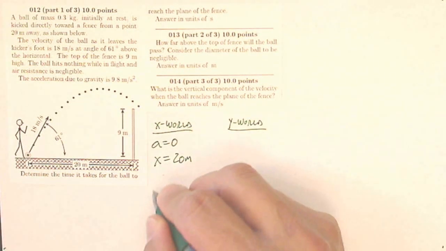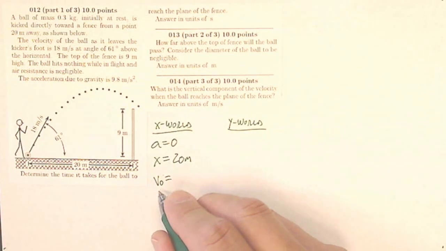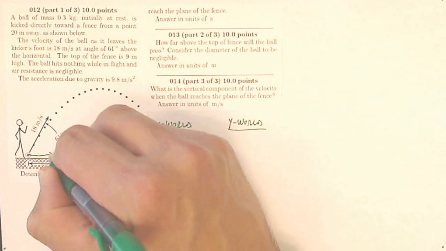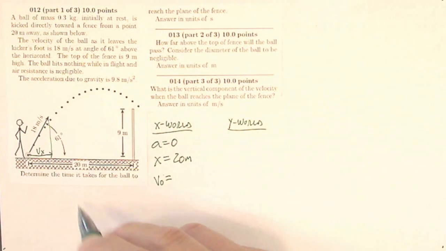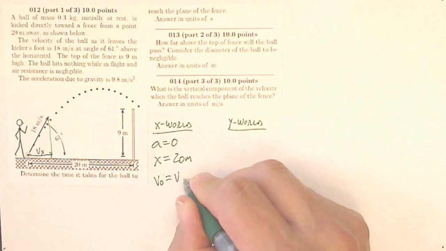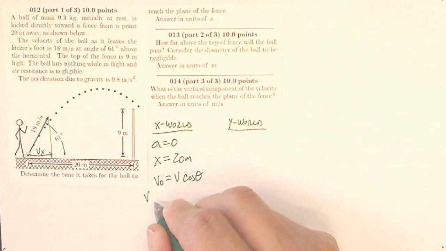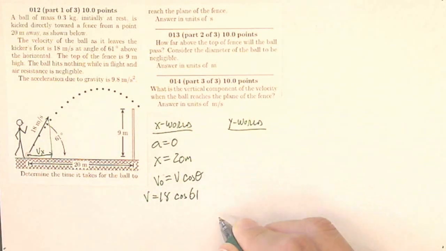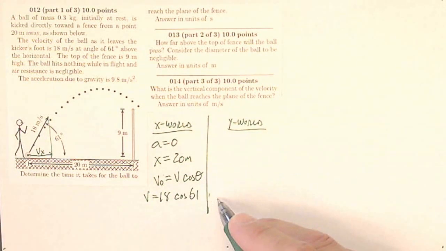I don't know my time, but my initial velocity in the X world, or my final velocity, or my all-time velocity in the X world, is going to be the X component of this velocity. So this velocity in the X world, since it's adjacent to that 61-degree angle, is going to be that velocity times the cosine of theta, because cosine has to do with the adjacent. So my velocity in the X world is going to be 18 cosine 61.